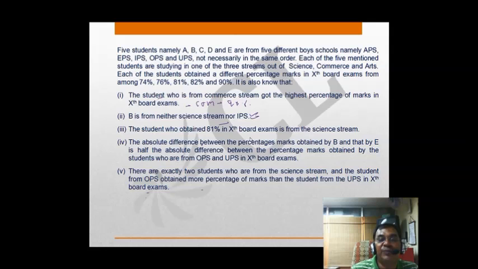Now, absolute difference between the percentage by B and that by E is half the absolute difference of the percentage obtained by the student from OPS and UPS in 12th board examination. The absolute difference, that means it's positive or negative, we do not know. Or it can be vice versa. So let's figure it out like this.